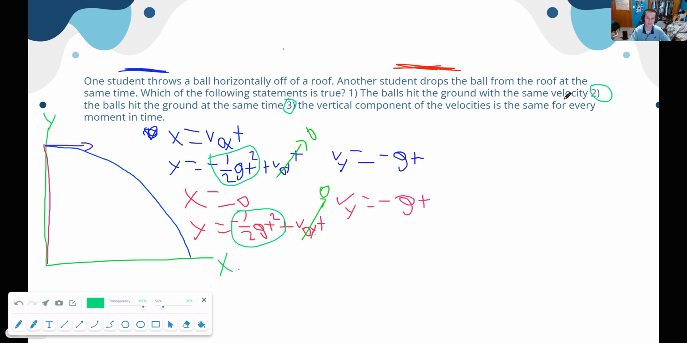But what about number 1? The balls hit the ground with the same velocity. Okay. So we showed that the y velocity when they hit the ground is going to be the same because it's the same for every moment in time. But what about the x velocity? Well, the x velocity for the red is always 0, but for the blue, there is some component of the x velocity because we threw it horizontally, right? So there's going to be some component in the x direction. So this is not true. Since there's no acceleration in the x direction, we have no chance of ever getting back to 0 x velocity. So the velocities are not going to be the same when they hit the ground. So the answer for this one is going to be 2 and 3.